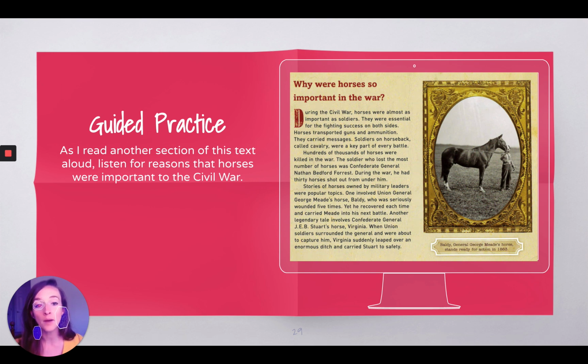Stories of horses owned by military leaders were popular topics. One involved Union General George Meade's horse, Baldy, who was seriously wounded 5 times. Yet, he recovered each time and carried Meade into his next battle. Another legendary tale involves Confederate General J.E.B. Stuart's horse, Virginia. When Union soldiers surrounded the general and were about to capture him, Virginia suddenly leaped over an enormous ditch and carried Stuart to safety. And the caption on this picture says, "Baldy, General George Meade's horse, stands ready for action in 1863.